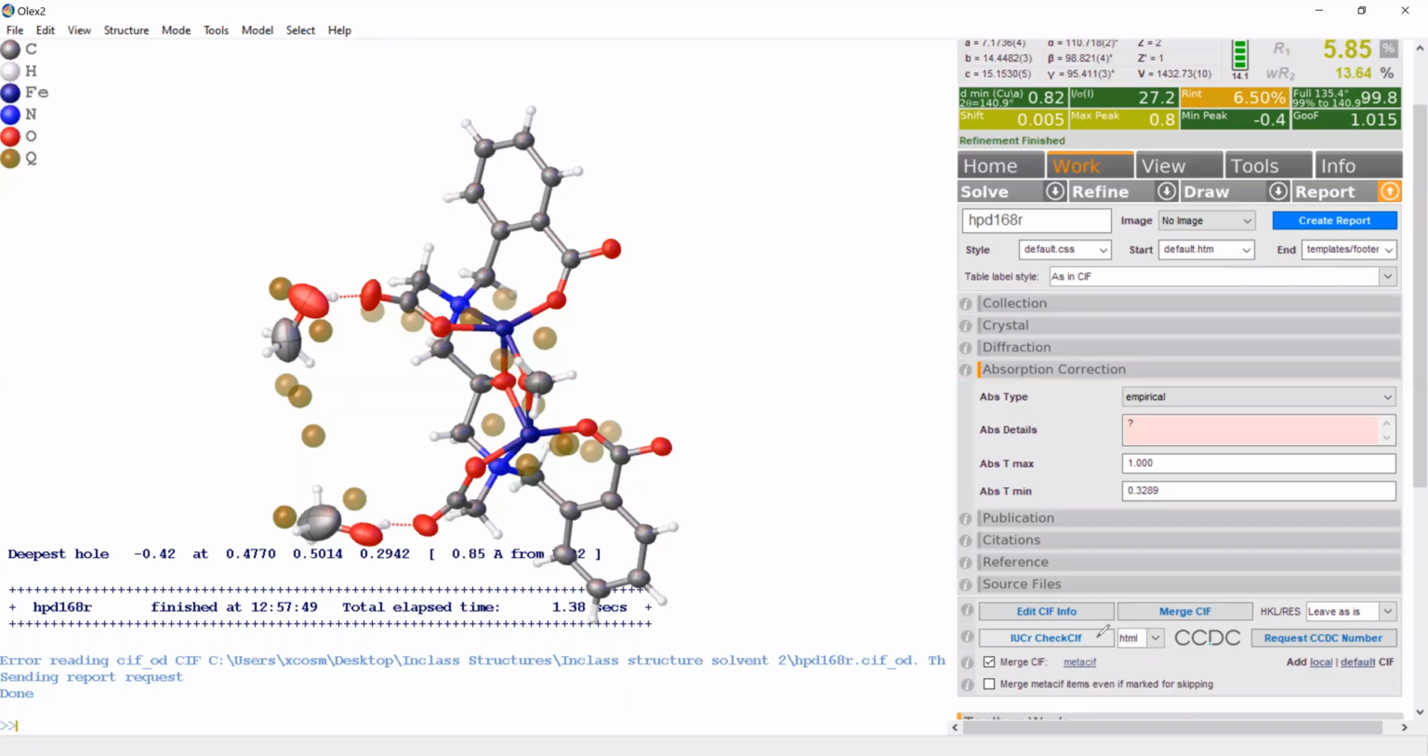So it was a long process, but we were able to model this slightly disordered solvent in the lattice. We also removed some of the solvent that we couldn't model correctly, and we made a mention of it in the SIF file. So I hope this was a very informative session.